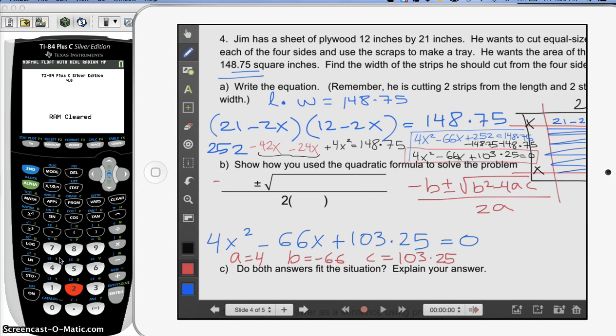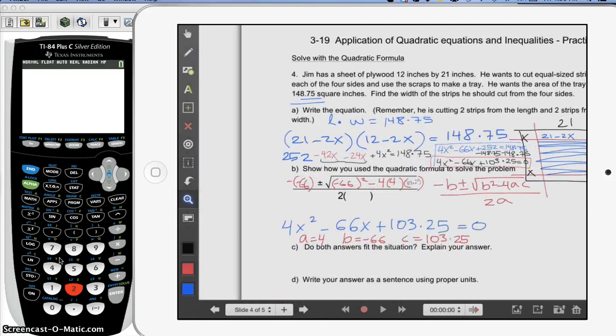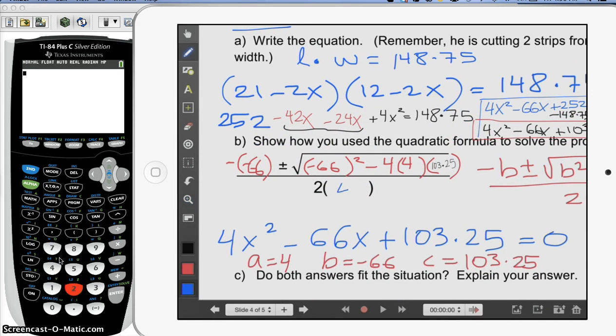So negative b, the b is going to be negative 66, plus or minus the square root of b squared, so negative 66 to the power 2, minus 4 times A times C. A is going to be 4 and C is going to be 103.25. I tried to make this bigger so I would be able to fit it. Now over 2 times A, and A in this case is 4.